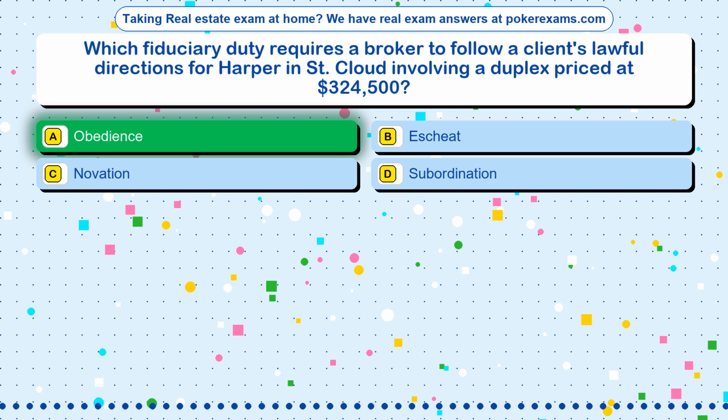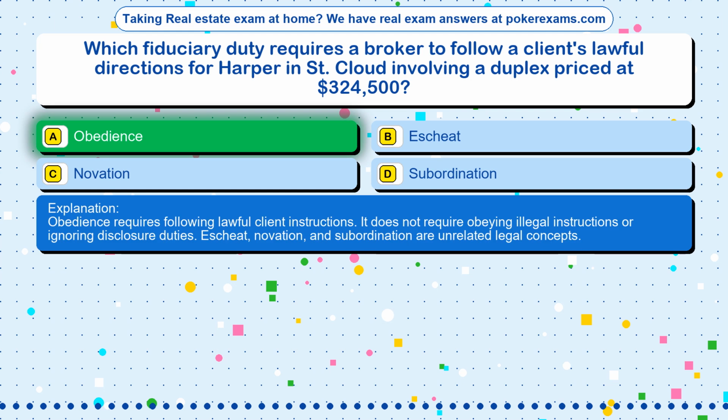The correct answer is option A. Obedience. Obedience requires following lawful client instructions. It does not require obeying illegal instructions or ignoring disclosure duties. Escheat, novation, and subordination are unrelated legal concepts.